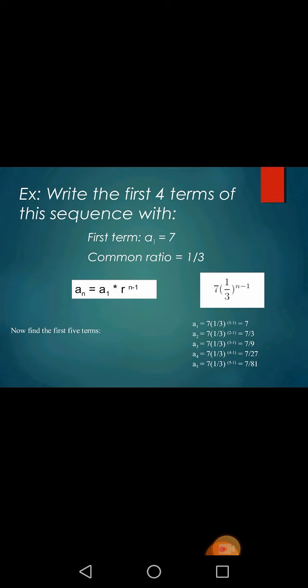So A₁ equals 7 times one third to the power 1 minus 1, which equals 7. A₂ equals 7 times one third to the power 2 minus 1, which equals 7 over 3, and so on. A₃ equals 7 times one third to the power 3 minus 1, which equals 7 over 9, and A₄ equals 7 over 27, and A₅ equals 7 over 81.